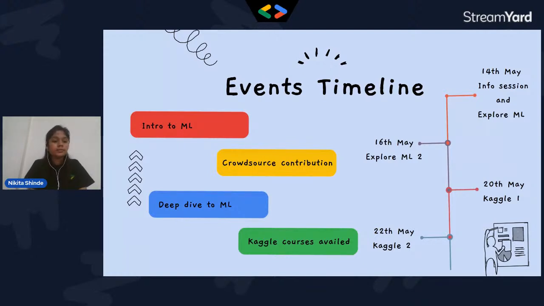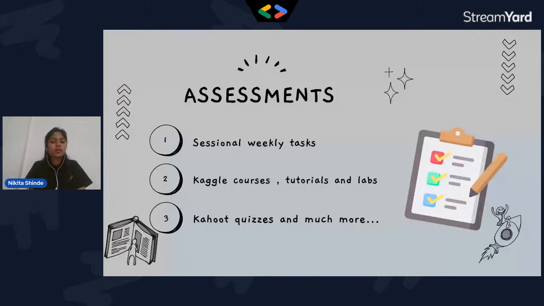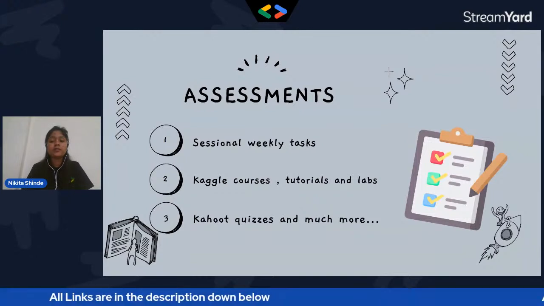Next slide. We are going to have sessional weekly tasks, some Kaggle courses, along with the labs and tutorials, and as usual, our favorite Kahoot quizzes and much more.